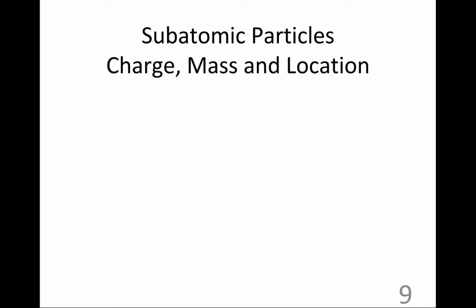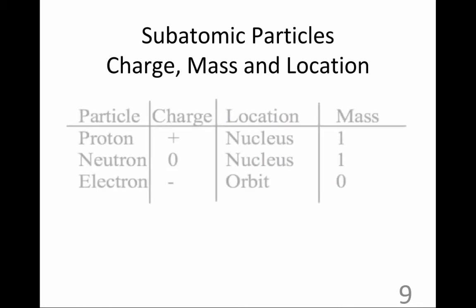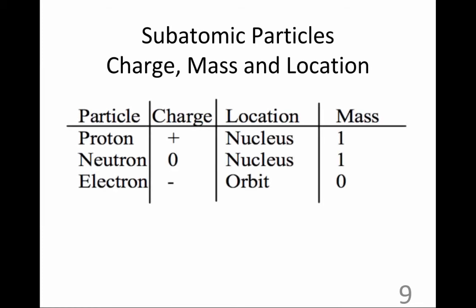All right, subatomic particles. You need to know the protons, neutrons, electrons, their charge, their mass, and their location. So let's walk through this table and be sure you get this copied down in your notes. Your subatomic particles are the proton, neutron, and electron. Protons have a positive charge, are located in the nucleus, and have a mass of 1. Neutrons don't have a charge. They are neutral. Neutrons are neutral. And they're located also in the nucleus, and they also have a mass of 1.